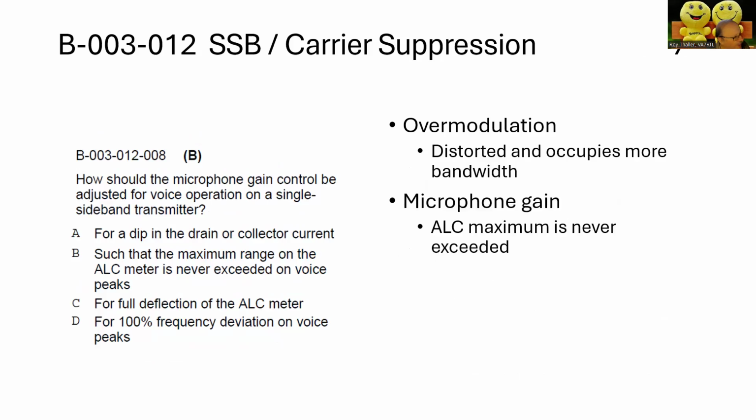How should the microphone gain control be adjusted for voice operation on a single sideband transmitter? So you want to set it such that the maximum range on the ALC meter is never exceeded on the voice peaks.